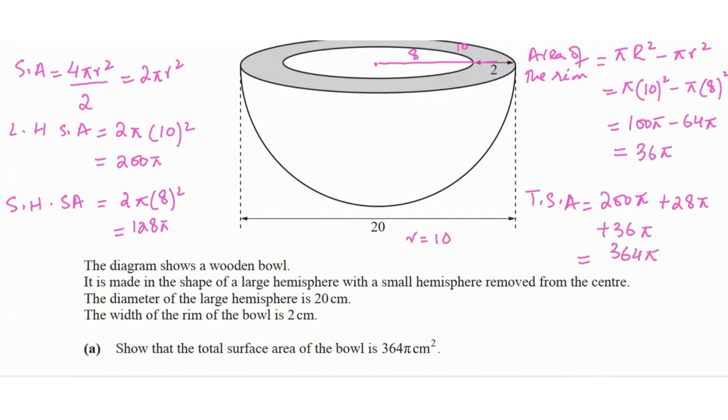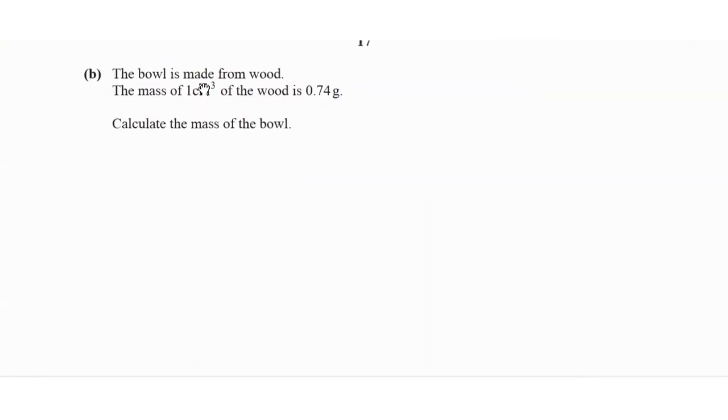So you begin with finding your surface area of the large hemisphere, then the small hemisphere. Then for the rim, you look at the circular faces. So you subtract both the circles and you get the area of the wooden rim. Next question says that the bowl is made from wood. The mass of 1 centimeter cube of the wood is 0.74 grams. Calculate the mass of the bowl.